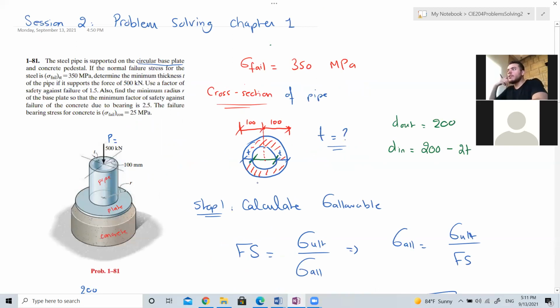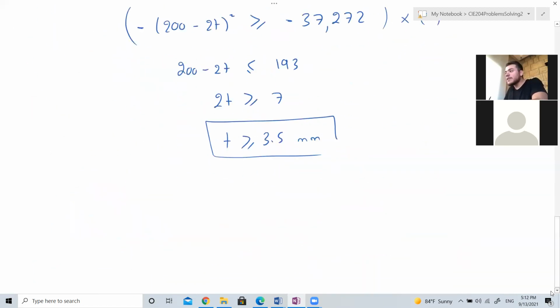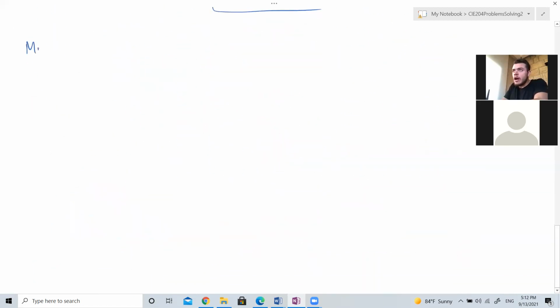So this is how you determine the thickness T. هلا also find the minimum radius R اللي هو تبع البليت. Find the minimum radius R of the base plate so that the minimum factor of safety against failure of concrete due to bearing is 2.5. Sigma fail of concrete is 25 megapascal. Again, if you have sigma fail, what's the first step? So هون how to determine the minimum radius.